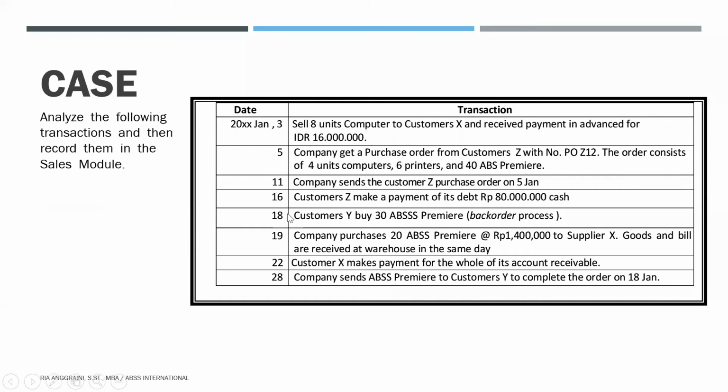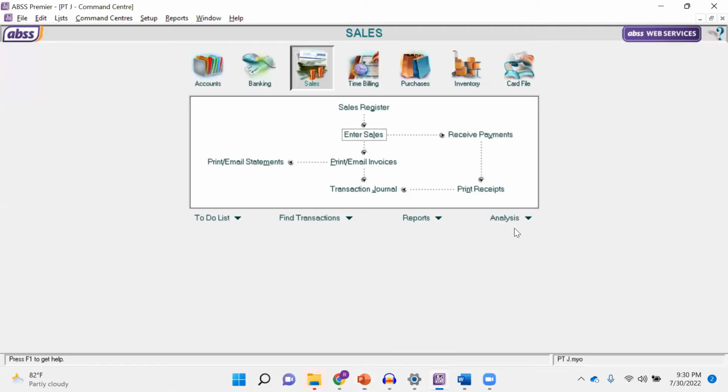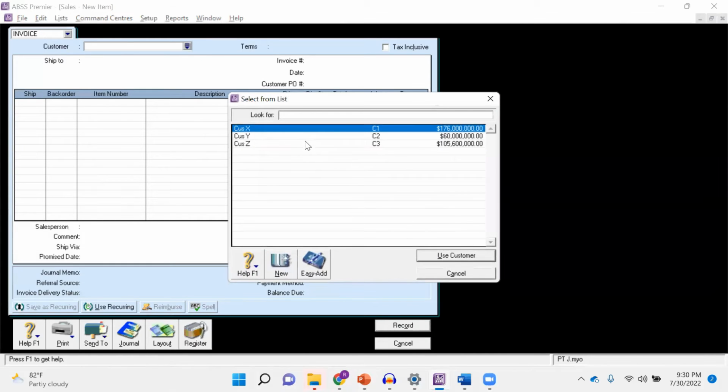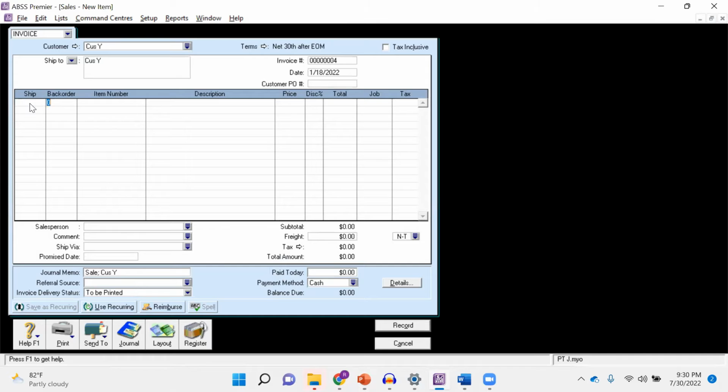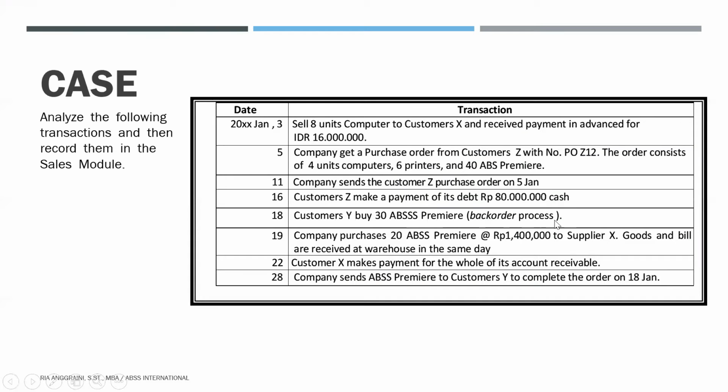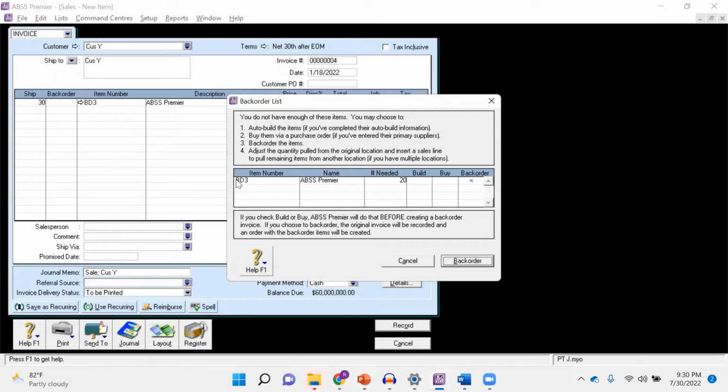Next is the 18 January. The customer Y purchased 30 ABSS Premier, which is the transaction is back order process. What does it mean? Let's see here. Go to the sales module, enter sales, choose the customer Y, right? Customer Y, and the date is 18. Ship for 30 ABSS Premier. Okay, recorded. Alright, this is what I mean for the back order process.